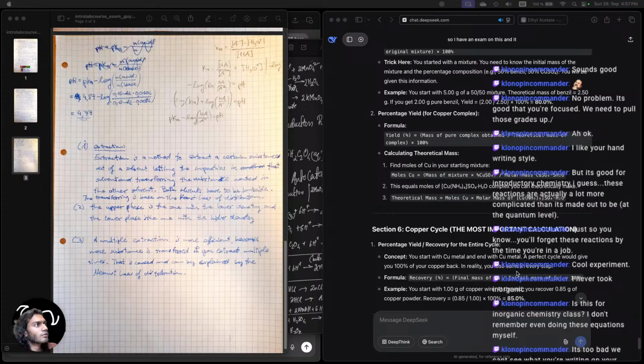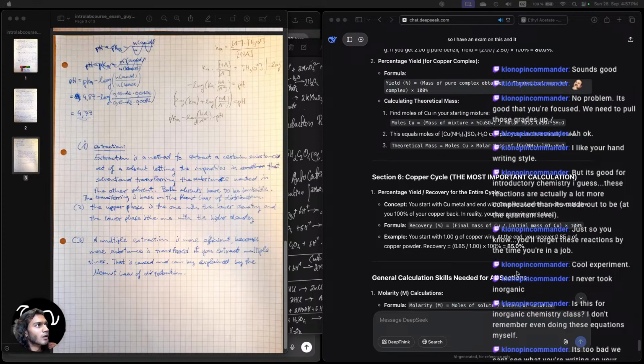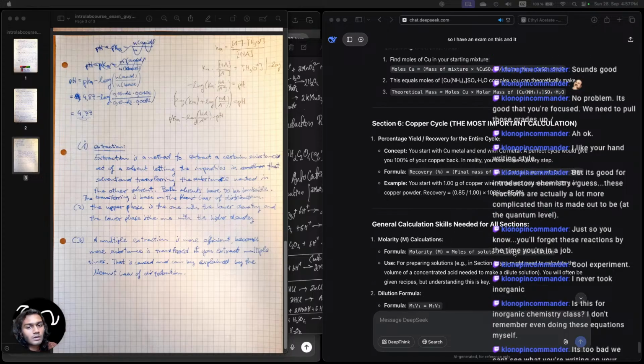Percentage yield recovery for an entire cycle. Formula: recovery percent equals final mass of copper divided by initial mass of copper. You start with 1 gram of copper wire. By the end, you recover 0.85 grams of copper wire powder. We get 85%. That's it.